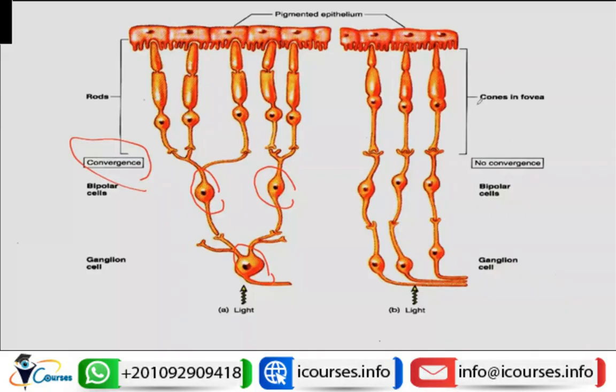While in the case of cones, a single cone will be connected to a single bipolar cell, connected to a single ganglion cell, so this process of convergence is not present here. So every cone will lead to what's called point-to-point transmission of visual impulses. Every cone's single visual impulse will be transmitted to a single bipolar cell, then transmitted to a single ganglion cell. So the visual processing will be of much more accuracy, leading to improved visual acuity.